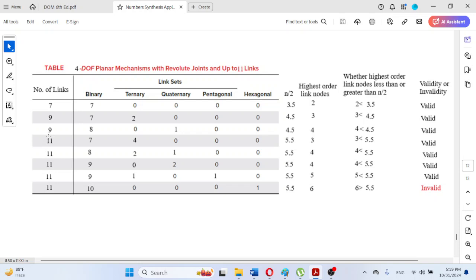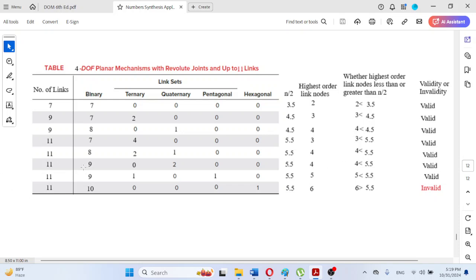And now if L is equal to 11, we can observe that the highest order link here is the ternary link, which has 3 nodes, and the half count is 5.5. So this is also a valid linkage, because 3 is less than 5.5. So if L is equal to 11 and there are 8 binary, 2 ternary and 1 quaternary links, the highest order link is the quaternary link, which has 4 nodes, and the half count of the total number of links is 5.5. Again 4 is less than 5.5, so again this is a valid linkage.